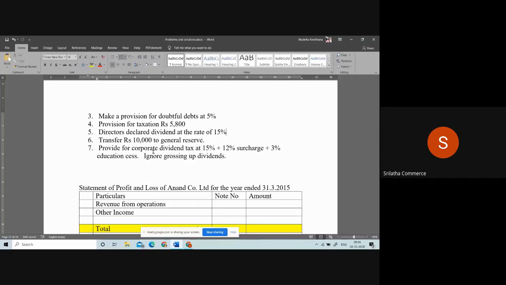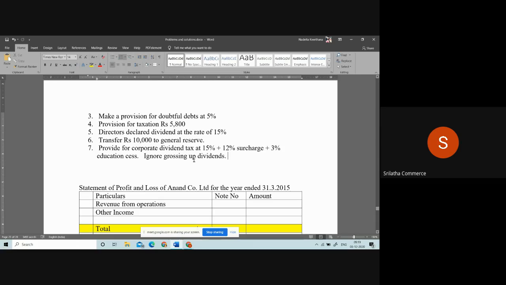So ignore grossing up of dividends. Usually the corporate dividend tax is calculated on gross dividends. Whatever dividends we are paying to the shareholders are actually net dividends. So whenever you calculate the corporate dividend tax, first you have to gross up the dividends and then calculate the tax. But in the problem, it is mentioned to ignore grossing up of dividends. That is not in our syllabus, so you need not gross up the dividends. In any problem, this is the information they give: ignore grossing up of dividends.